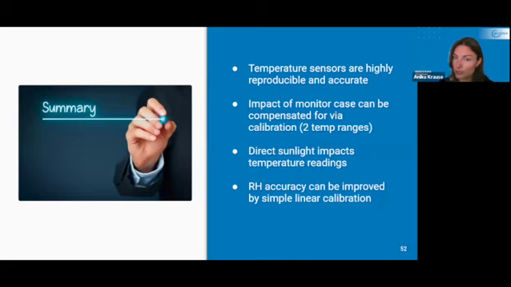For the temperature, we also noticed that the direct sunlight impacted temperature readings. Not very surprisingly, also not much we can do about it because the sensors are actually heating up. But that's something to keep in mind, perhaps. Yes, and also the relative humidity accuracy was improved by our calibration.